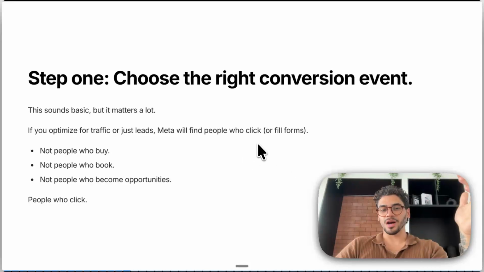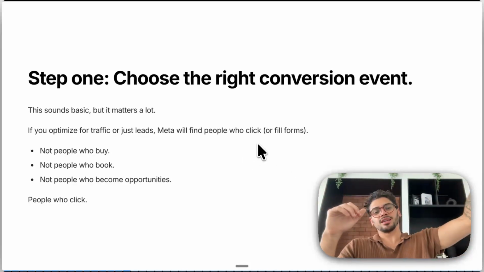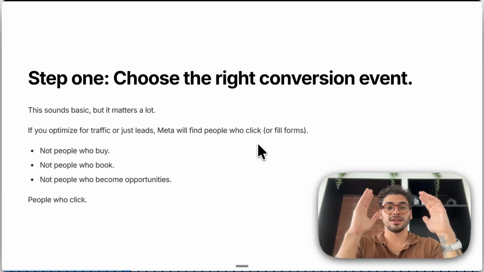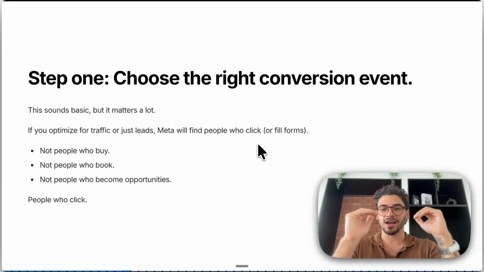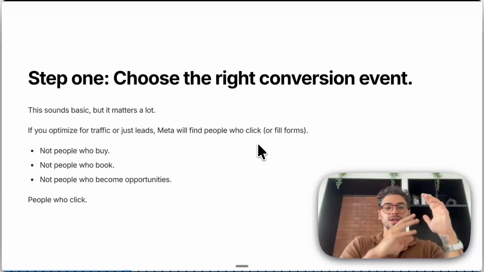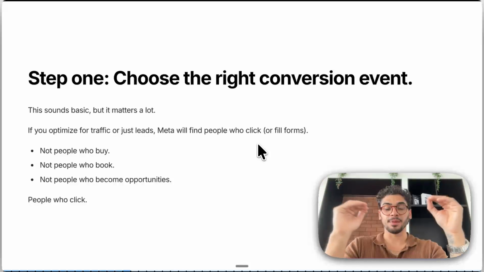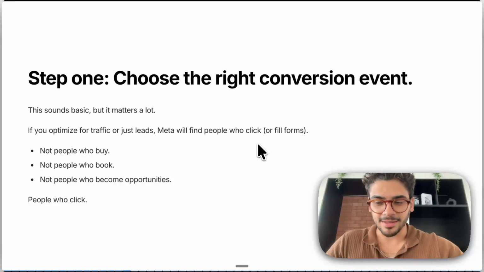Okay? Step 1 here, choose the right conversion event. That's the most important one. This sounds basic, but it matters a lot. If you optimize for traffic or just leads, Meta will find people who click or fill forms, basically. Not people who buy, not people who book, not people who become opportunities, people who click and just fill forms, right? So think about that.